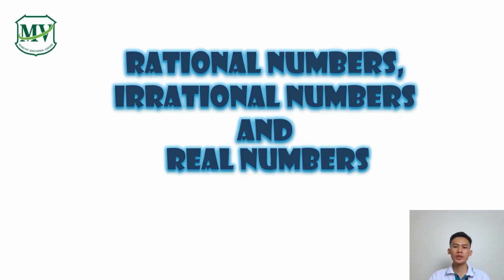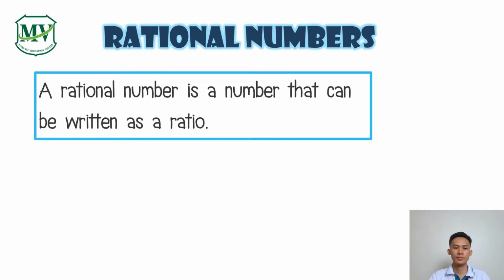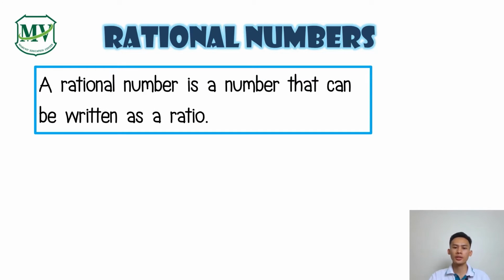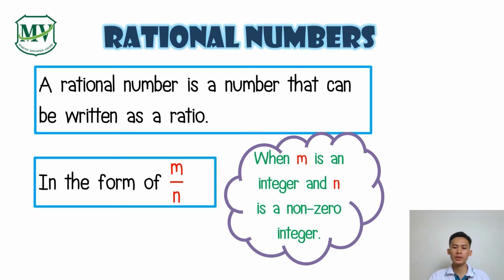Our lesson for this video presentation is all about rational numbers, irrational numbers, and real numbers. Let's go first with the rational numbers. A rational number is a number that can be written as a ratio. It's in the form of m over n, where m is an integer and n is a non-zero integer.